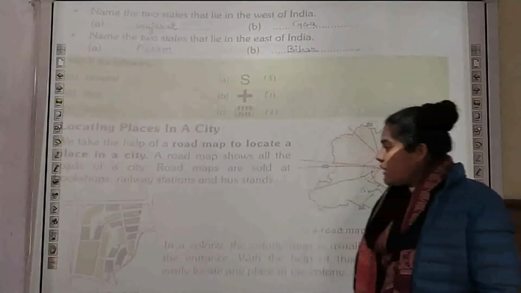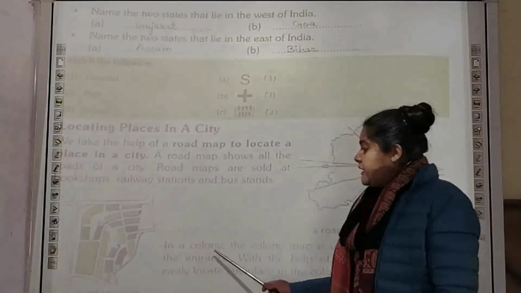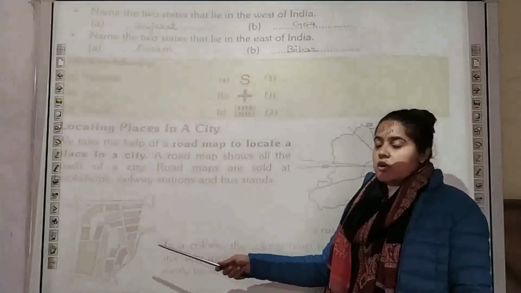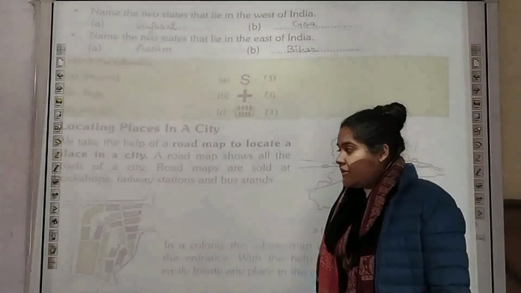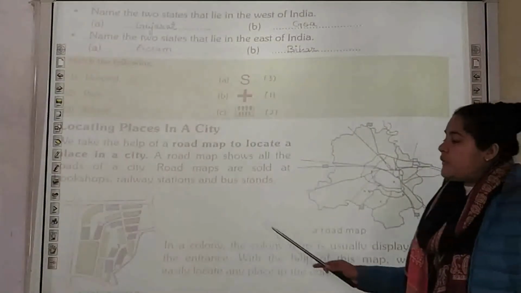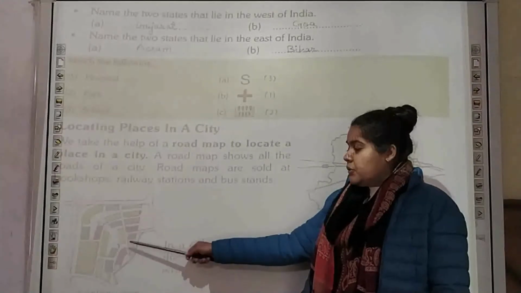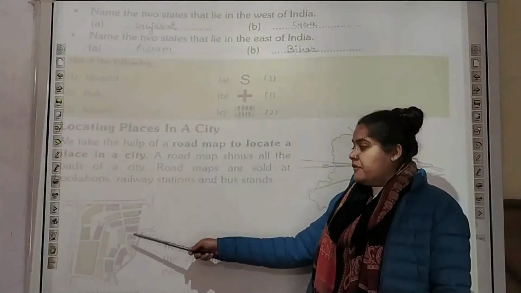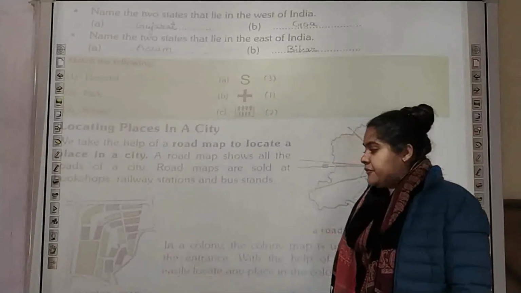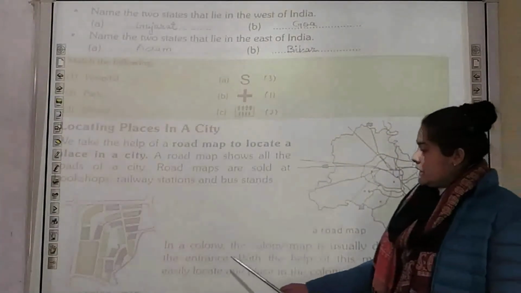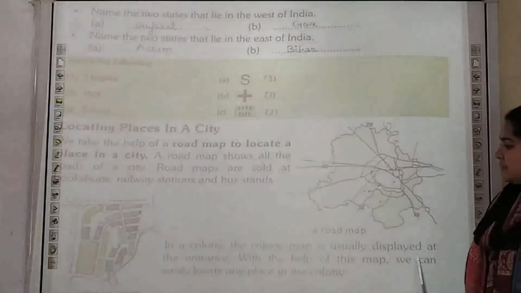Okay. The last thing that we have to discuss is the colony map. If you enter any particular colony, you can see a colony map just at the entrance of that colony, which helps you to find different places, different houses. If you want to locate a particular house of your friends, relatives, whatever, you can easily make out that with the help of a colony map. So let us see here. In a colony, the colony map is usually displayed at the entrance.